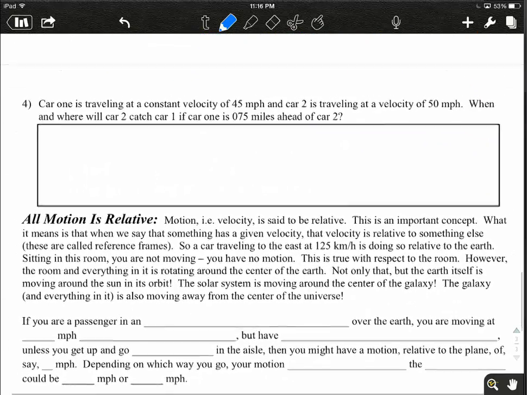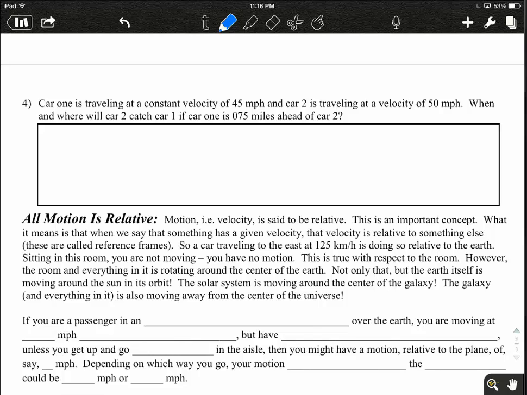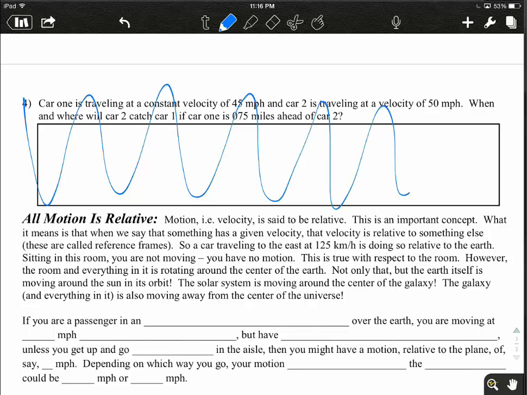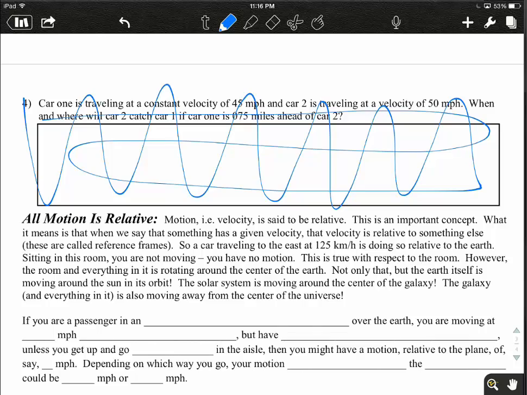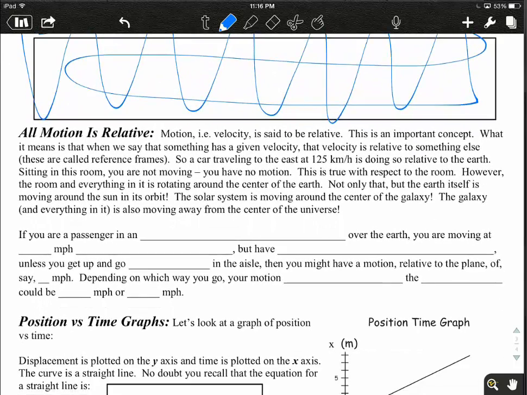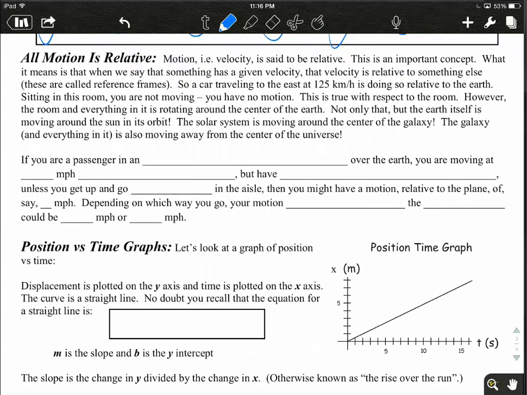Number 4. The good news about number 4 is that if it was last year in AP Physics B, we would need to do hard problems like this, but in AP Physics 1, we do not need to do anything that challenging anymore. So that's great.